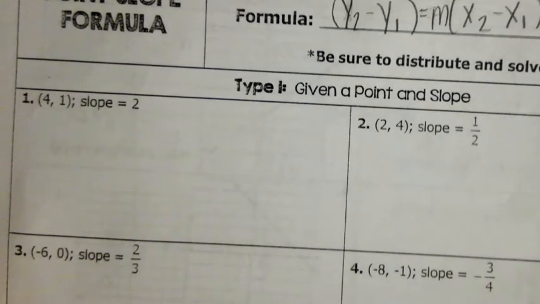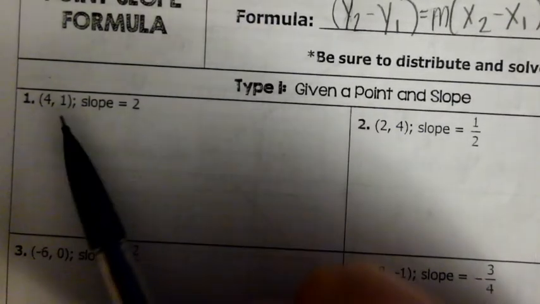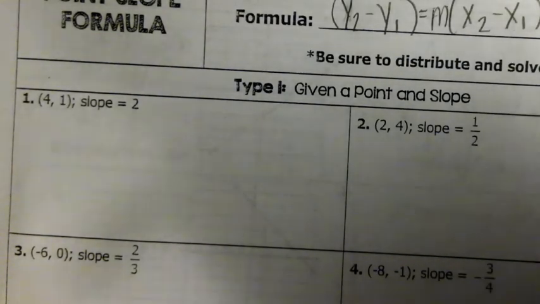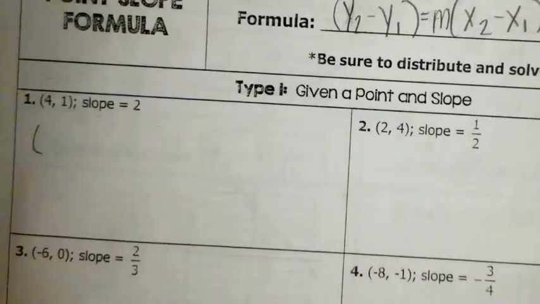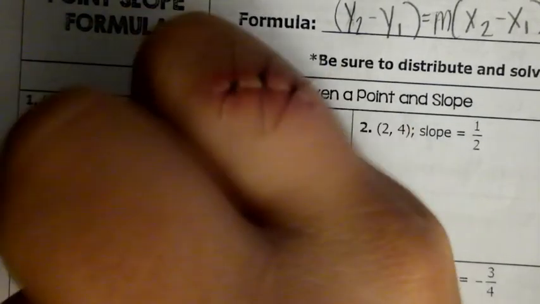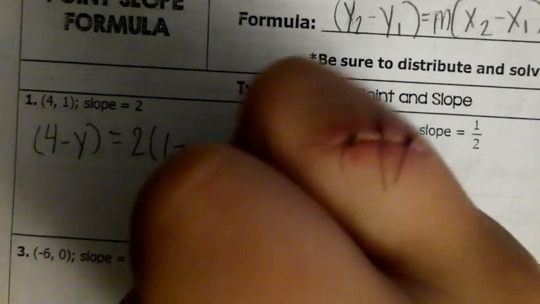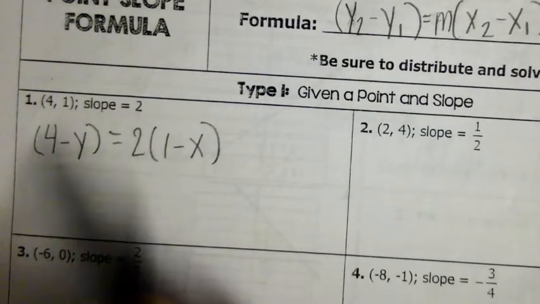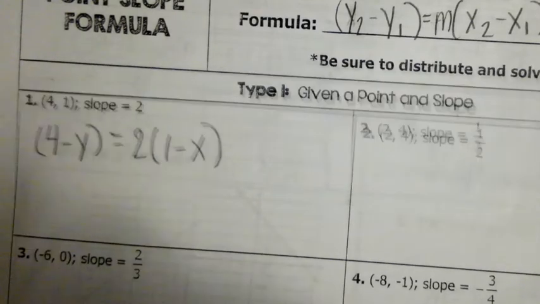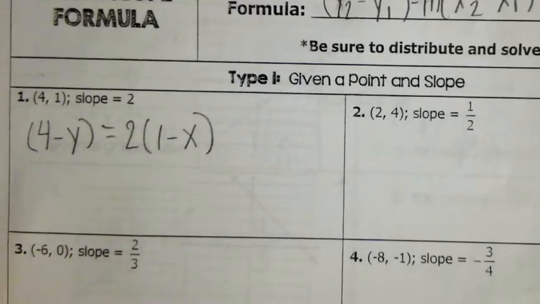So we plug this into our formula. It doesn't matter which y you plug it in for, y2 or y1, as long as you're consistent. So let's say we want to plug it in for the first one. So 4 minus y is equal to 2 times 1 minus x. Is my placement the same? Like, does the number come first and then the variable? Yes. So now we can distribute and solve.